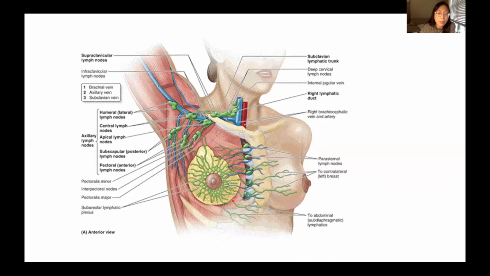The remaining 5% of the lymph from the mammary glands drains into the abdominal wall, then to the superficial inguinal nodes, then to the lumbar trunk, and then up the left side and into the thoracic duct where it enters the venous system.